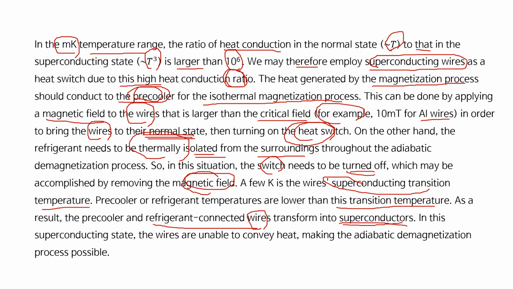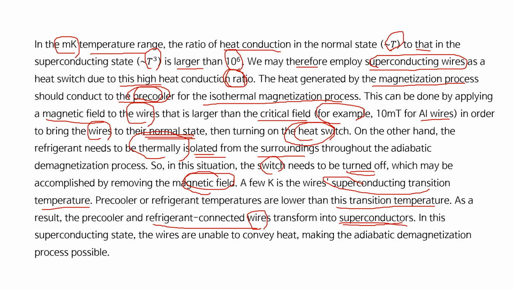So we can use a small magnetic field to switch the superconducting wire on and off. If we apply a magnetic field larger than the critical field, then the superconductor will become a normal conductor. So that means the normal state, in which case the switch is on. So heat can be conducted from the refrigerant to the precooler.